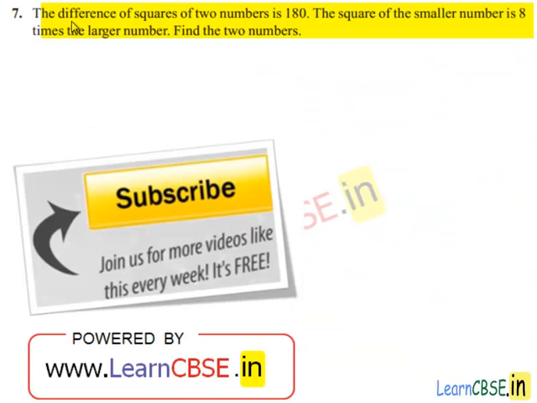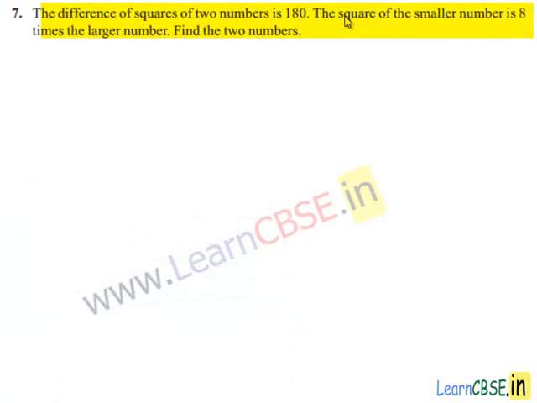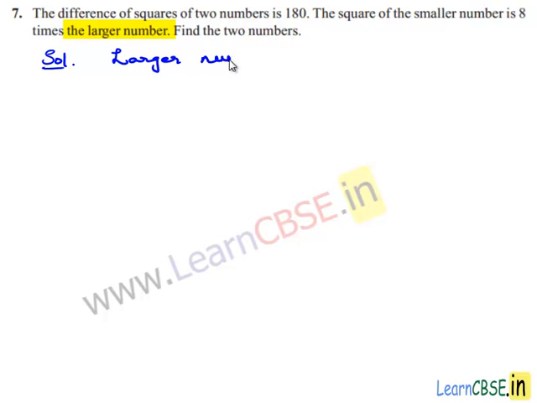Moving on to the seventh problem. The difference of squares of two numbers is 180. The square of the smaller number is 8 times the larger number. Find the two numbers. Let us assume the larger number is equal to x. So, square of the smaller number is 8 times the larger number.